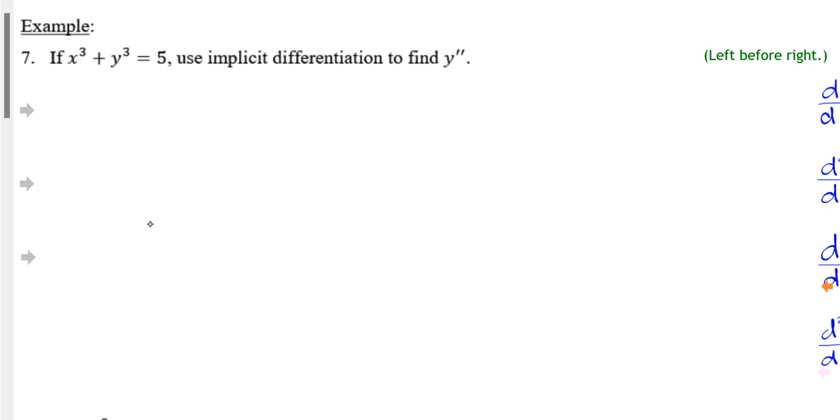Okay, the last idea that we haven't looked at from this section in 2.8 is doing second derivatives with implicit differentiation. So let me work through this one with you. How many of you have found the first derivative of this already? Not many. So let me have you do that. You do want to isolate the dy/dx before we take the second derivative. So start by finding the first derivative, and then you can just stop, and then I'll work on it with you.